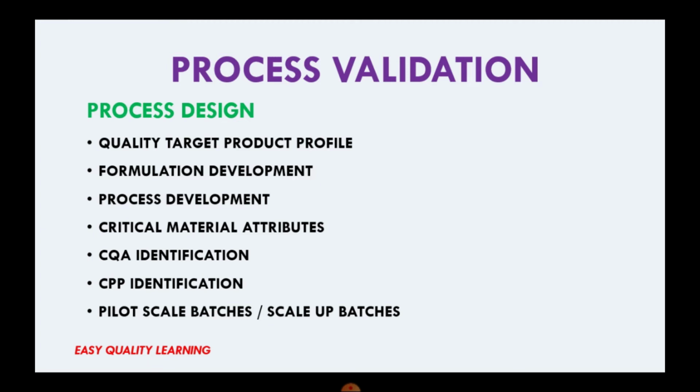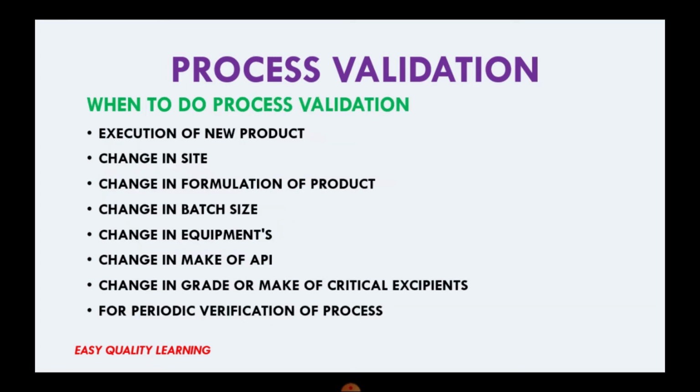Once this formulation development, process development, and stability of about 3 months is completed, then we can go for pilot scale batches or scale up batches. And once the scale up and pilot scale batches are completed successfully, then we are ready for execution of the batches at the commercial level. When we talk of execution of the batches at commercial level, at that time we need to do process performance qualification, which earlier we used to call process validation. We need to do process validation when there is execution of a new product, or whenever there is a change in site.